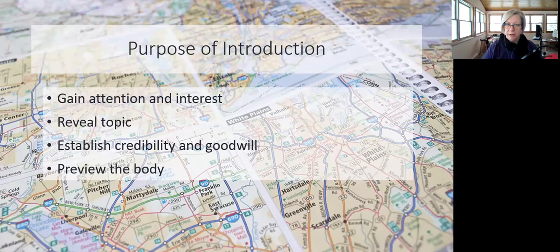Tell us what you're talking about. Don't assume we can figure it out. Be blunt about it. Tell us what you're talking about. You want to establish credibility and goodwill. And the fourth thing in your introduction is to preview the body of your speech, what's coming up. Tell us what's coming up in the body.